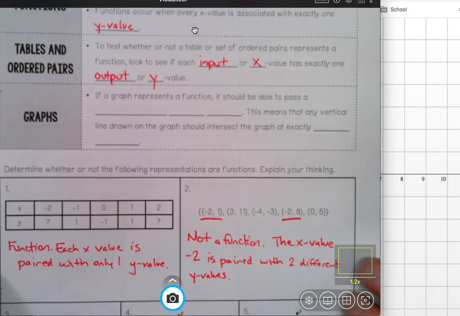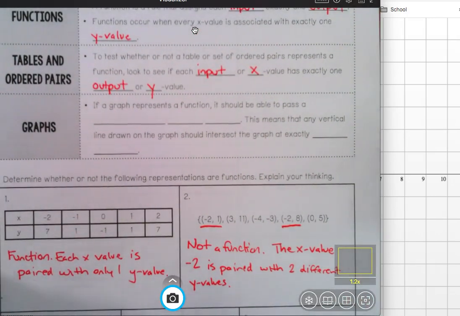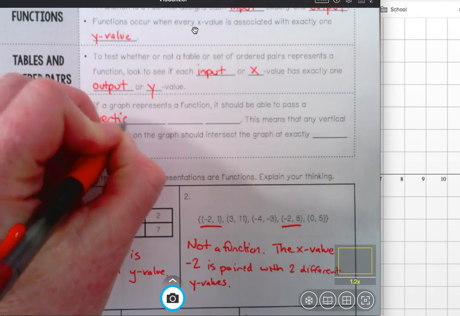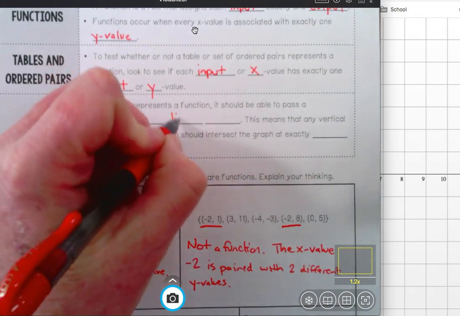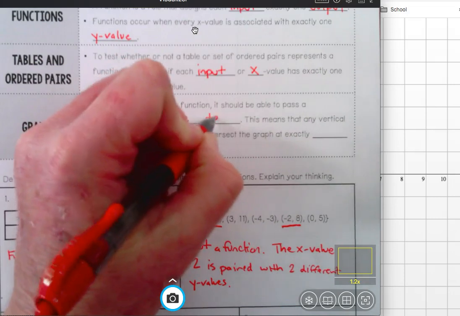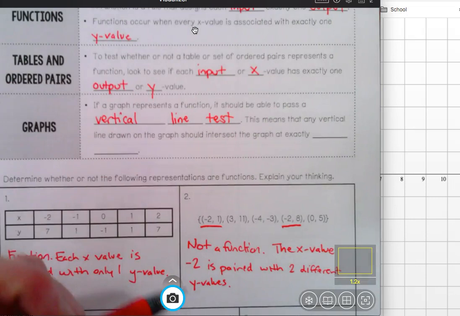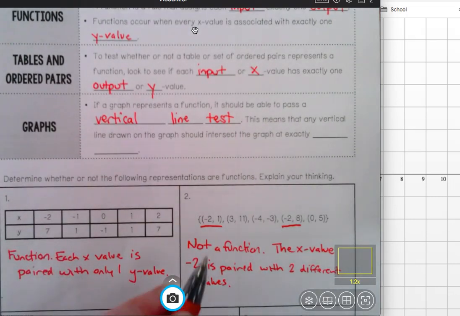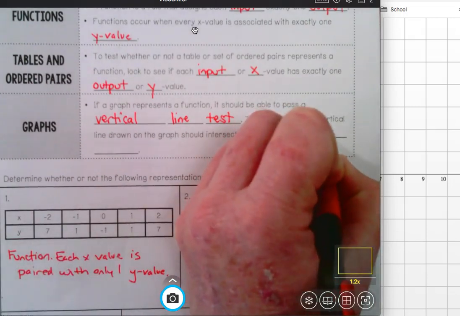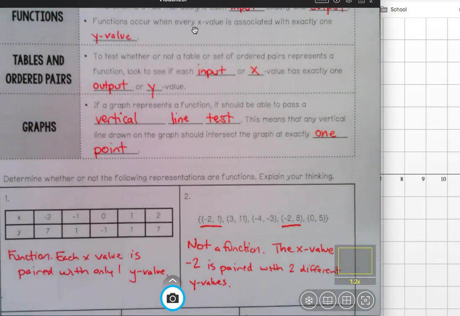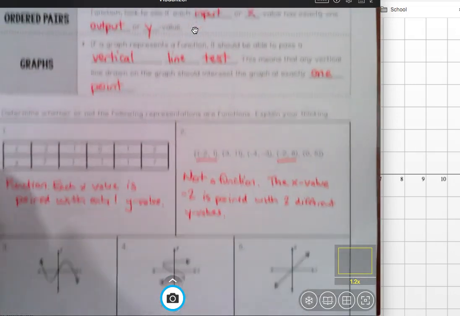Okay, now how about if we were looking at a graph? If a graph represents a function, it should be able to pass a vertical line test, vertical line test. Okay? This means that any vertical line drawn on the graph should intersect the graph at exactly one point. I'm going to show you what that means and also why that's the case.